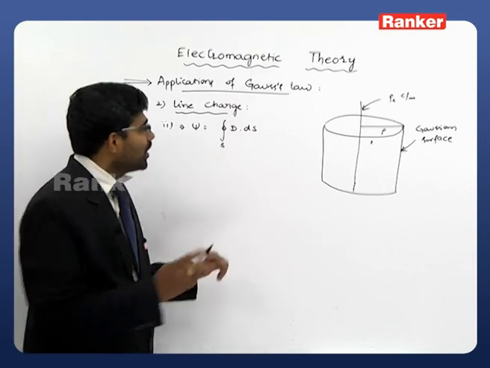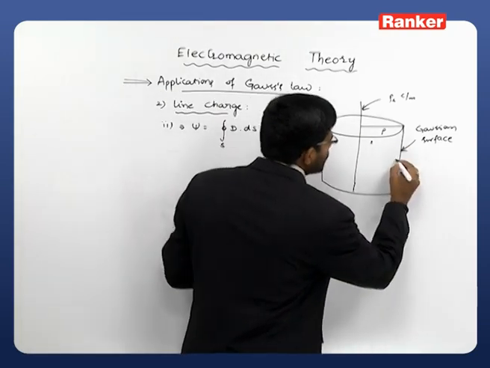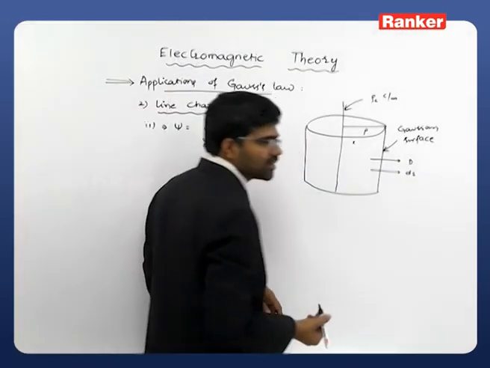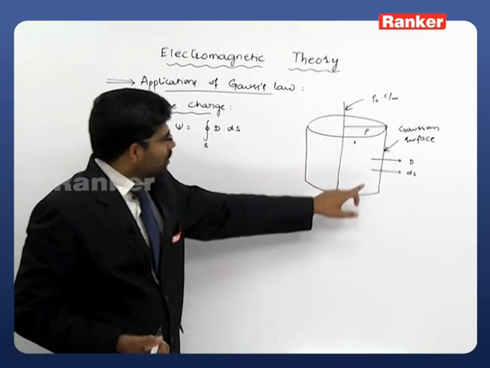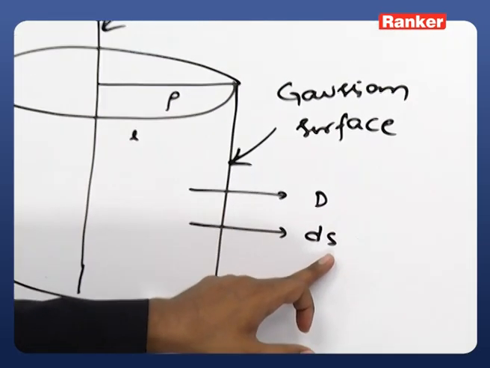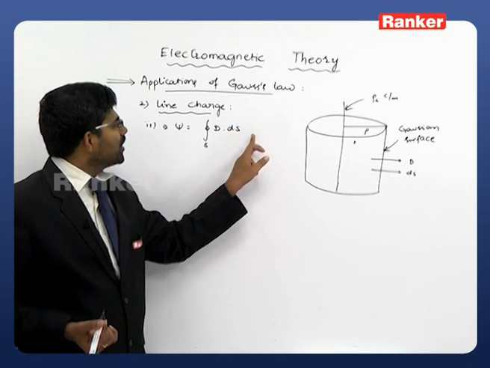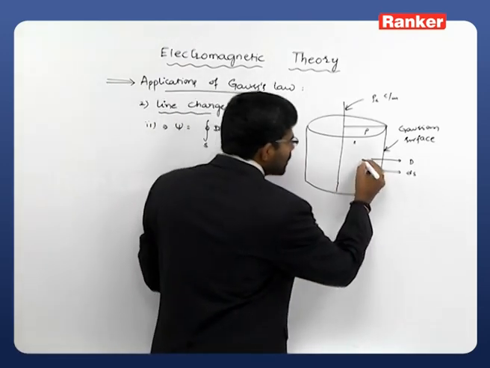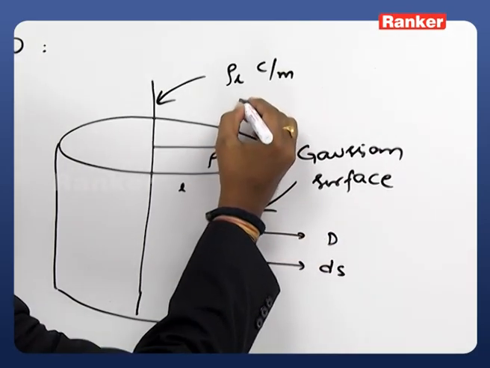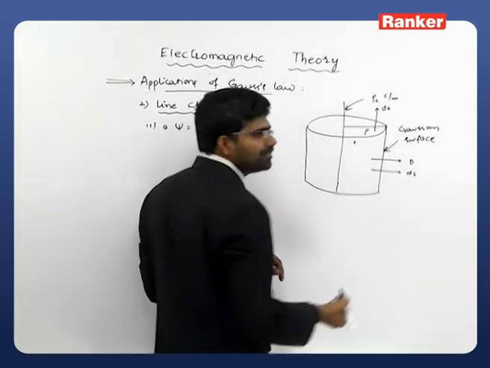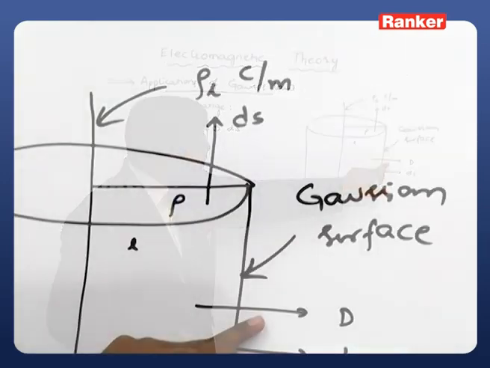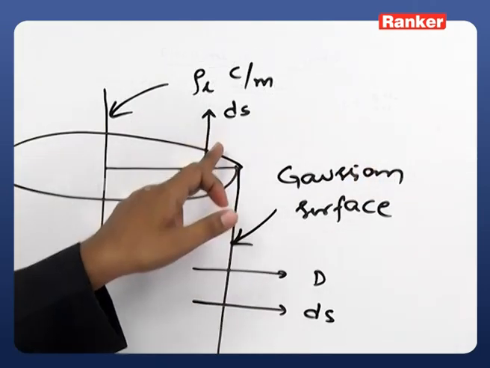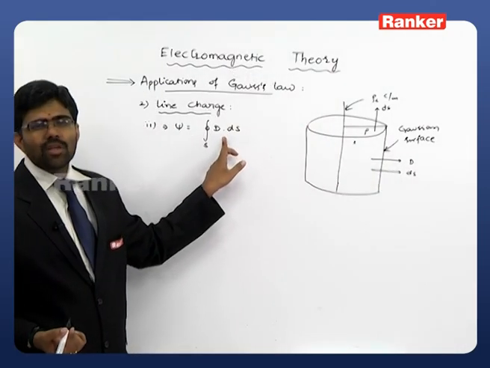Let us just examine. Take the curved surface: this is the direction of D and this is the direction of dS. Both are in the same direction, so when you do this dot product for the unit vectors, what we get is 1. Now for the top, this is the direction of D and this is the direction of dS. If you observe clearly, D and dS are orthogonal, perpendicular to each other, so this dot product now becomes 0.